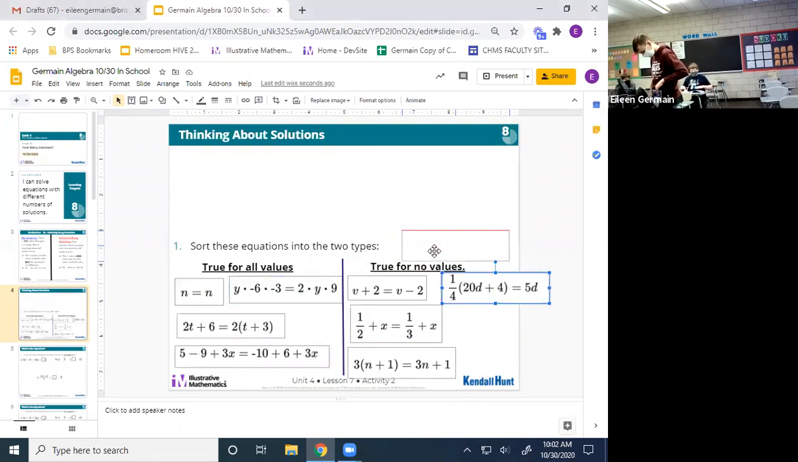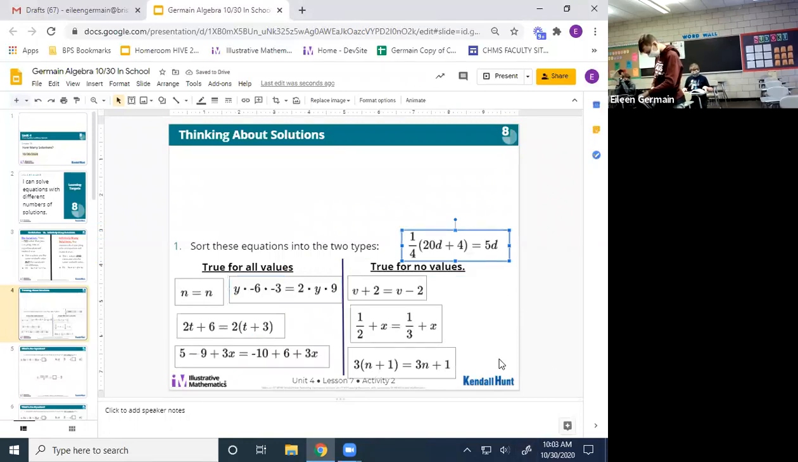I'm going to put this above here so that you can see the whole thing if you're in class. So we were looking at all versus no solutions yesterday. Well, then you will have to follow along on the slideshow if you do not have your text.